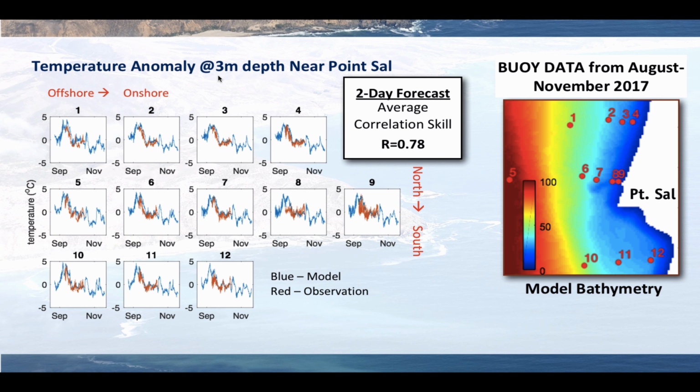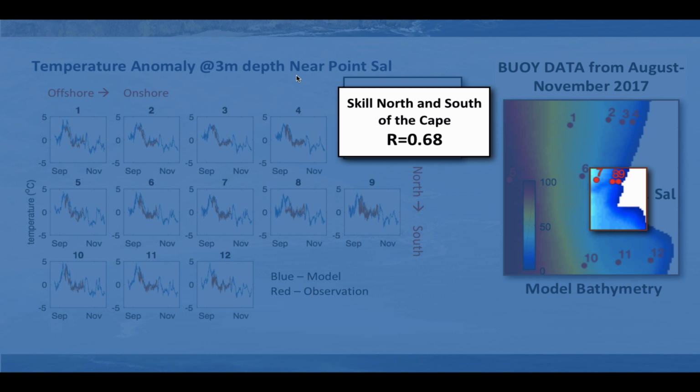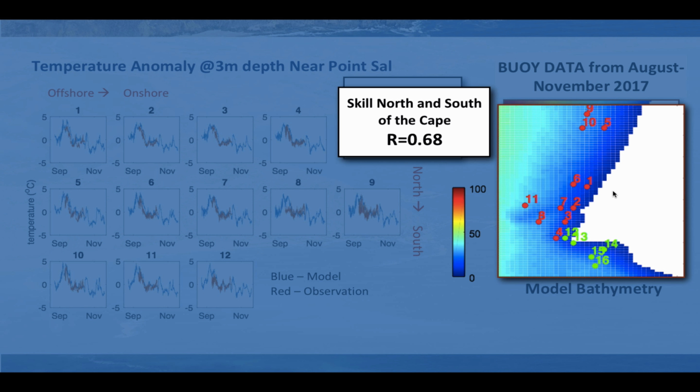And again, these are 3-meter temperature observations and models. We can also zoom in closer to Point Sal in this region and look at the buoys that are to the north and to the south of the Cape. And again, we found that the model had quite good skill in the forecast, with a correlation of about 0.68.